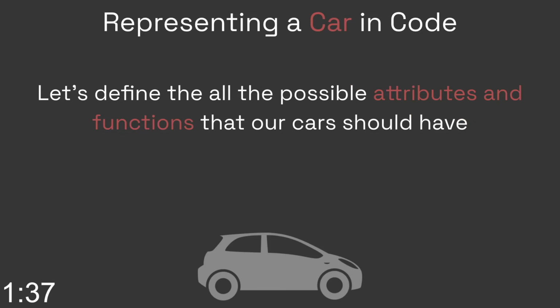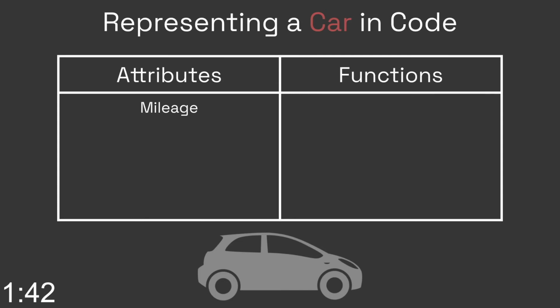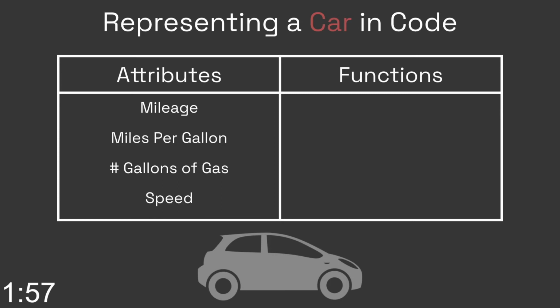So, why don't we define some of the basic attributes and functions we want our car to have? A car will have a certain mileage. It would make sense if a completely new car started out with 0 miles. Depending on the specific car, each make and model will have a certain gas mileage or miles per gallon. A car will have a certain amount of gas in the tank, and of course, a car that's moving has a certain speed to it.